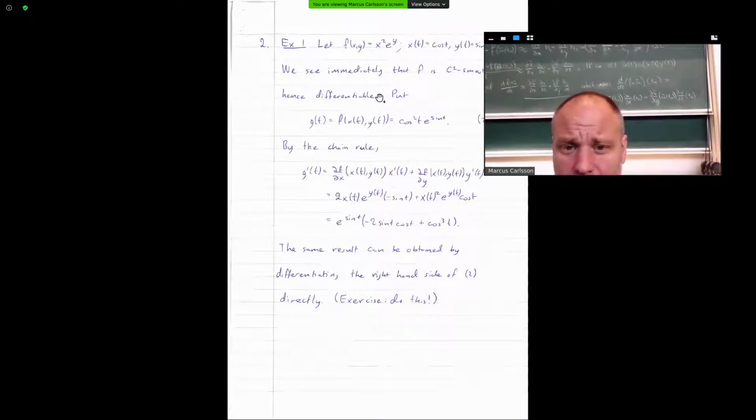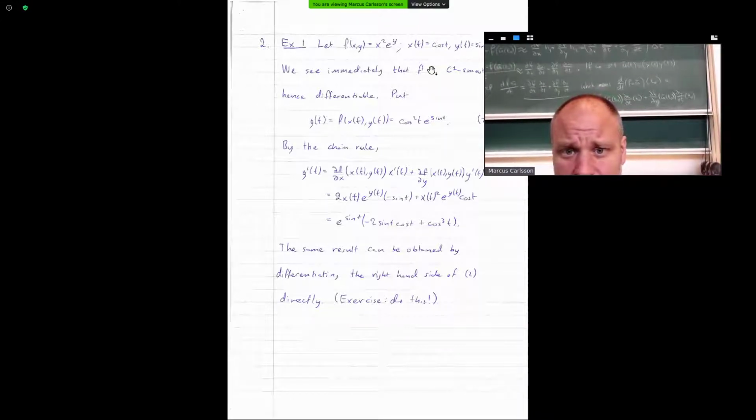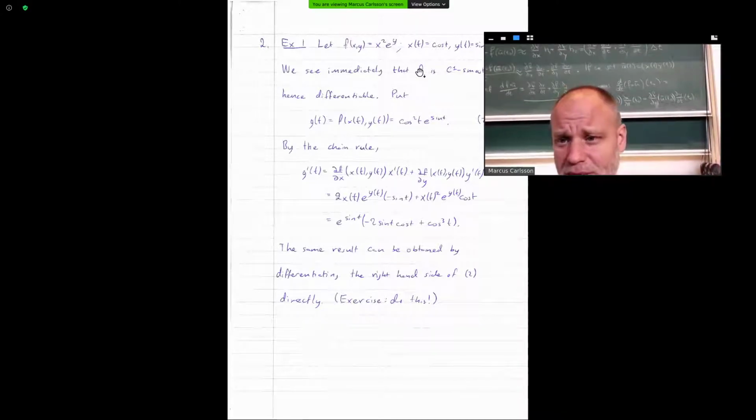All right, so an example of how to use this. Let's take a concrete example. F of x and y is x squared e to the power of y, and then x of t is cosine t, y of t is sinus of t. So now we get, all right, so this is the topographical map of the mountain. This is the climber who's lost. He's just walking around in circles. So, right, the condition for the chain rule to hold is that the functions involved are C1 smooth, so continuous derivatives for all four functions involved.